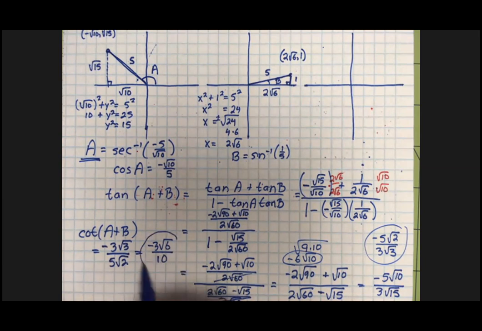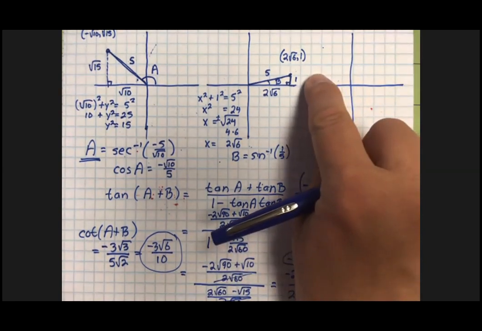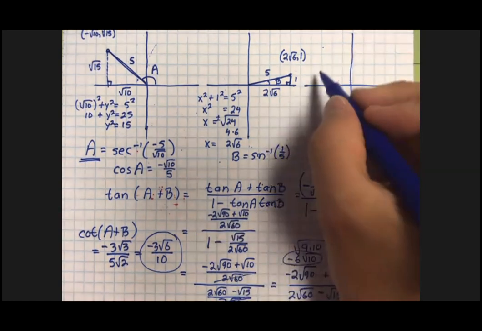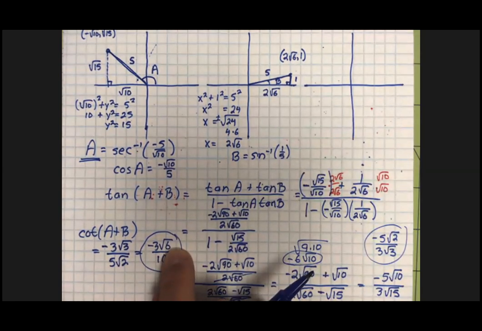Can I draw this angle? Draw an angle whose cotangent is minus 3 root 6 divided by 10. That means cotangent is what? Adjacent over opposite. So that means my opposite side is 10, and my adjacent side has a length of 3 root 6. That's about 7-ish. Ask your calculator what that is. So let's make the adjacent side 3 root 6, the opposite side 10.